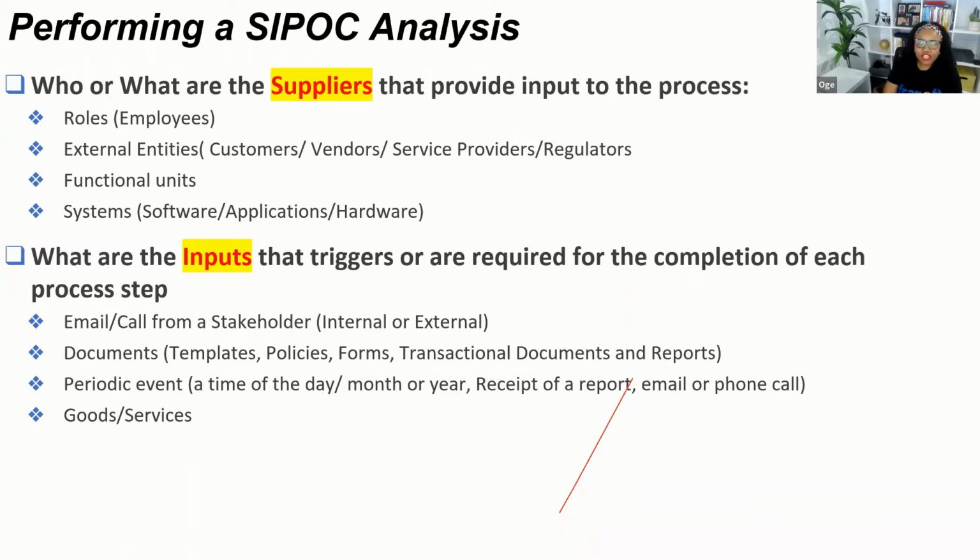Again, an input to your process could be a periodic event. It could be a time of the day. It could be when you receive a report at a time of the day. Maybe there's a scheduled report that comes at a particular time of the day. It could also be the receipt of it. It could be goods or a service that forms input into your process. It could be a bank teller. Oh, yes. Thank you very much.